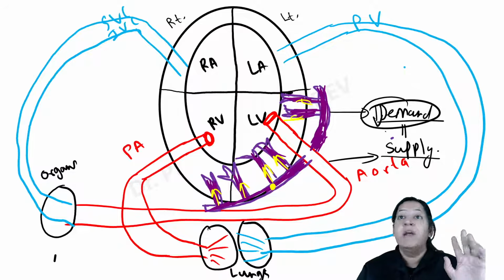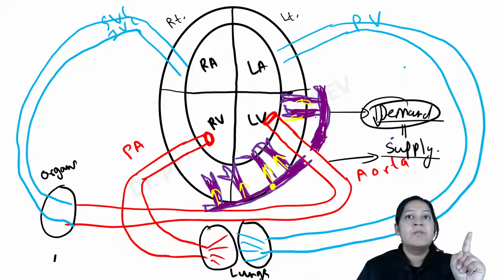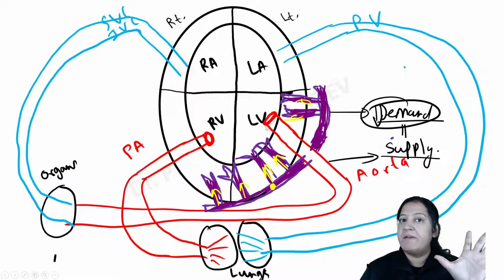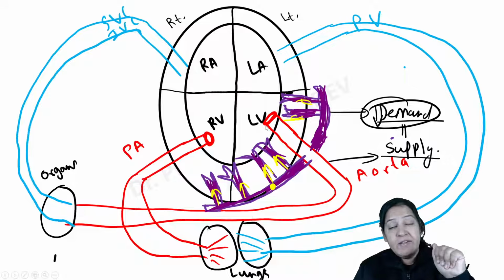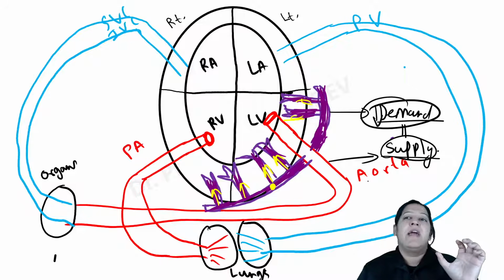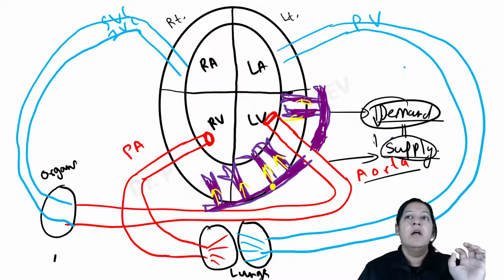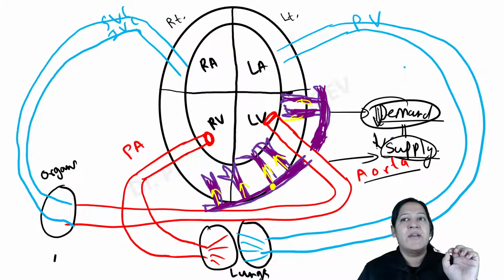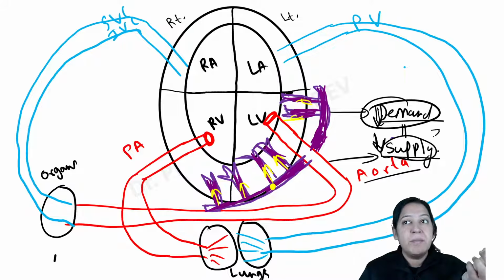No, it can't happen. If you are decreasing the demand, the wall of the left ventricle will get less blood, so it will do less contraction. It will receive less blood, less energy, less contraction. So it will give less blood in the aorta. So that is decreased demand, decreased supply. That is known as ischemic heart disease.